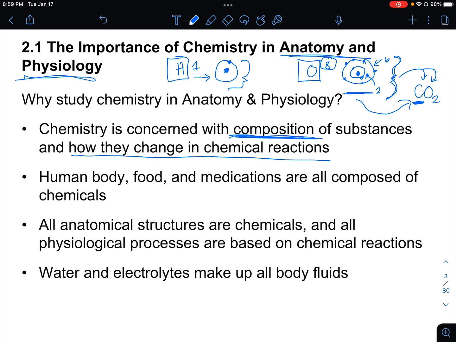Our human body, food, and medications are all composed of chemicals. If we know more about those chemicals, we know how they will react and what happens when we have too much of a certain chemical or too little of another. All anatomical structures are chemicals, and all physiological processes are based on those chemical reactions.